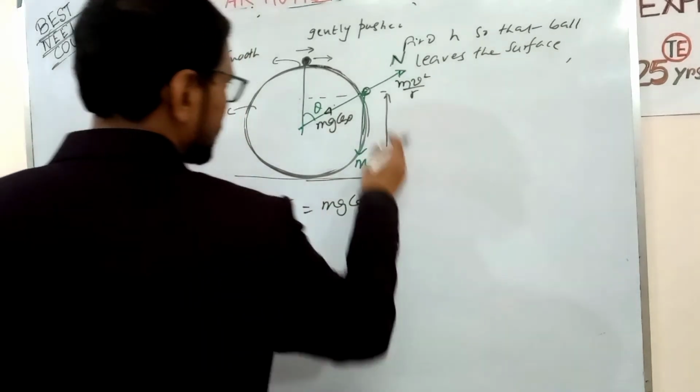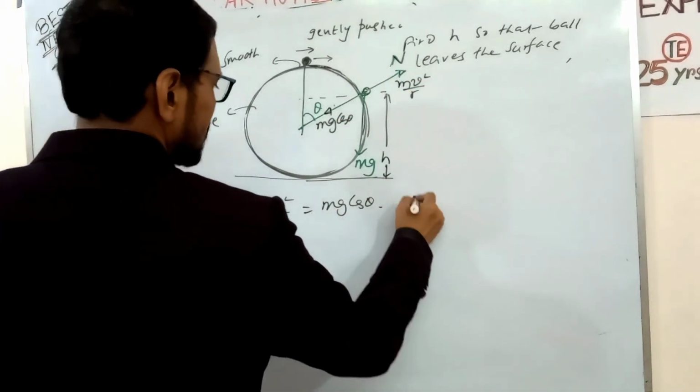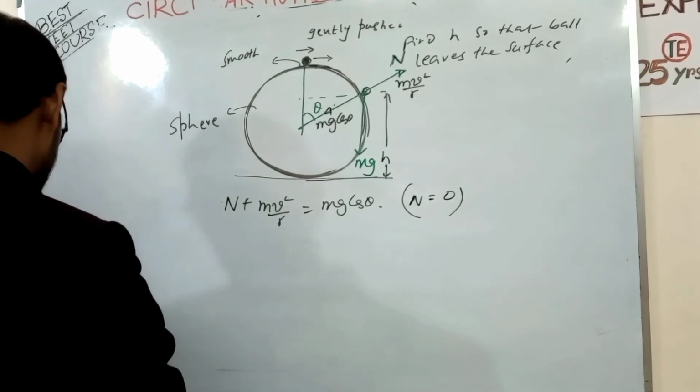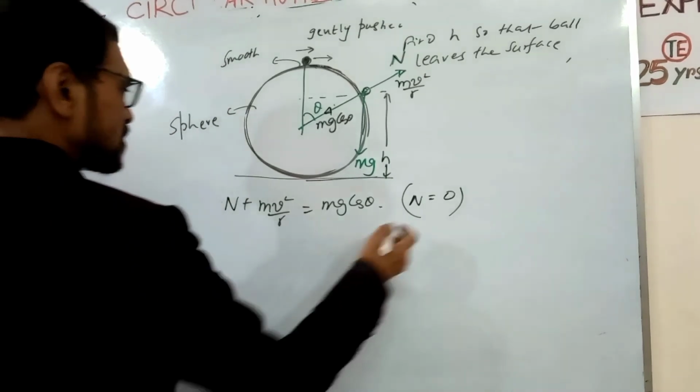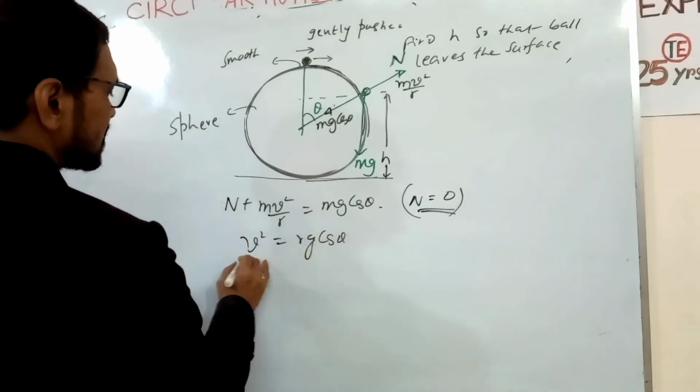Now when the ball leaves the contact surface, then N equal to 0. So there is no normal force. If the ball leaves the contact surface, the normal is 0. This is the condition. So v square equal to rg cos theta. So this is the result.